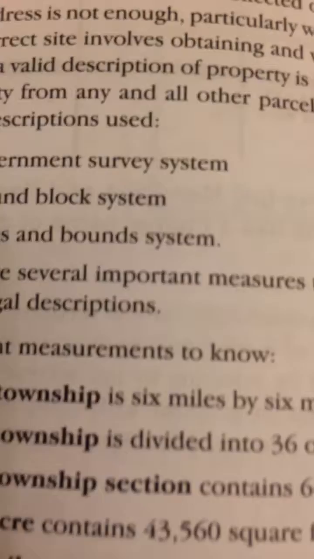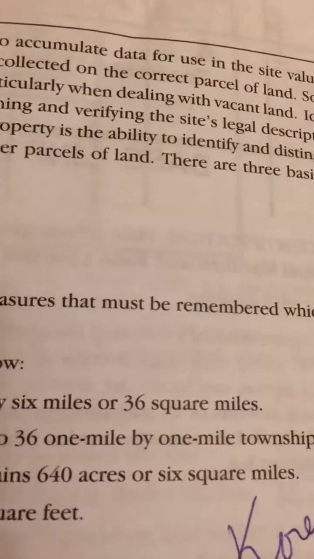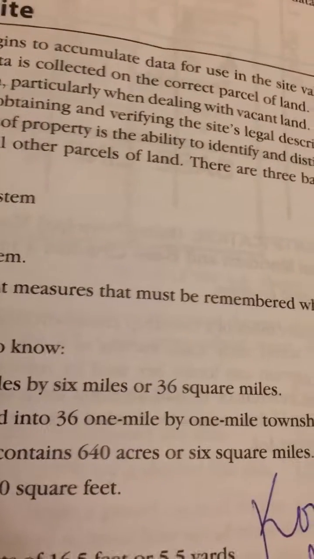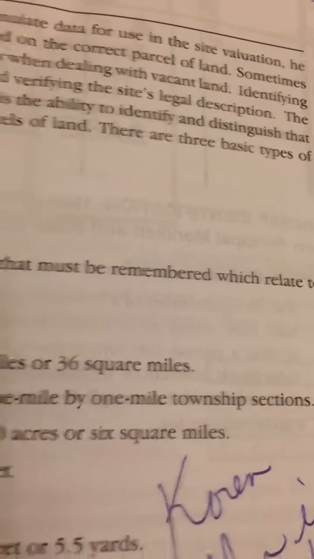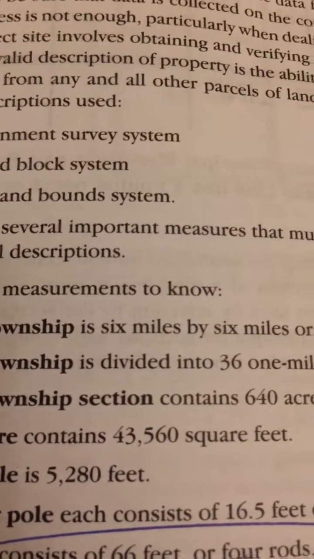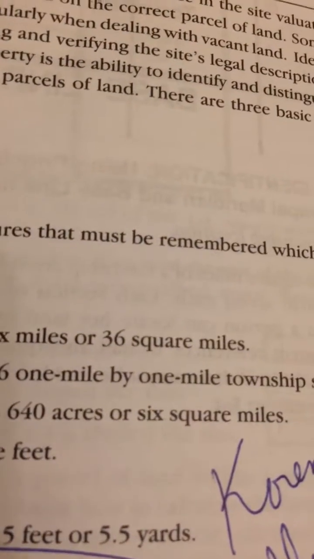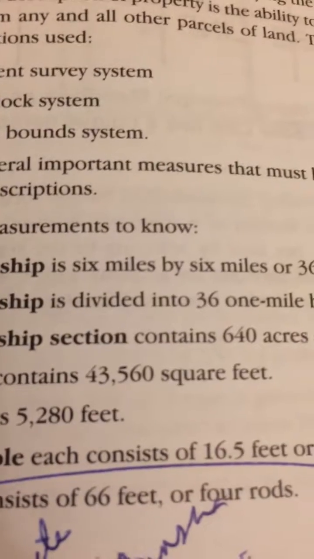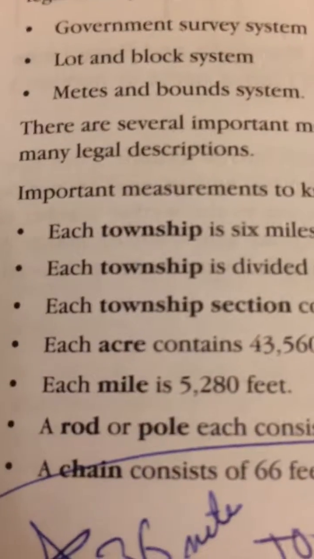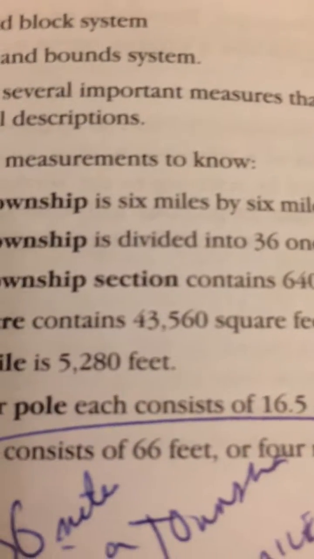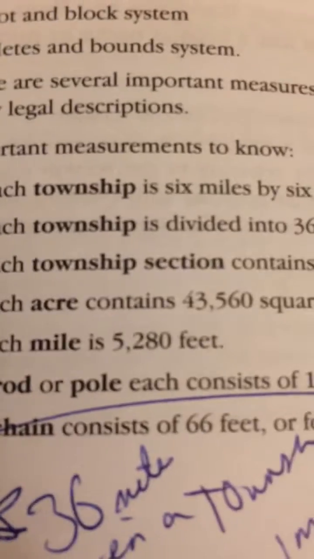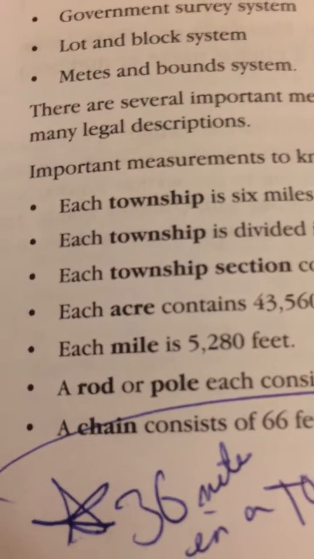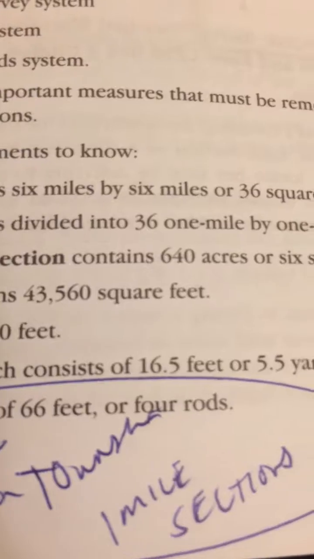Each township is 6 miles by 6 miles or 36 square miles. Each township is divided into 36 1 mile by 1 mile township sections. Each township section contains 640 acres or 1 square mile. Each acre contains 43,560 square feet. Each mile is 5,280 feet. A rod or pole consists of 16.5 feet or 5.5 yards. A chain consists of 66 feet or 4 rods.